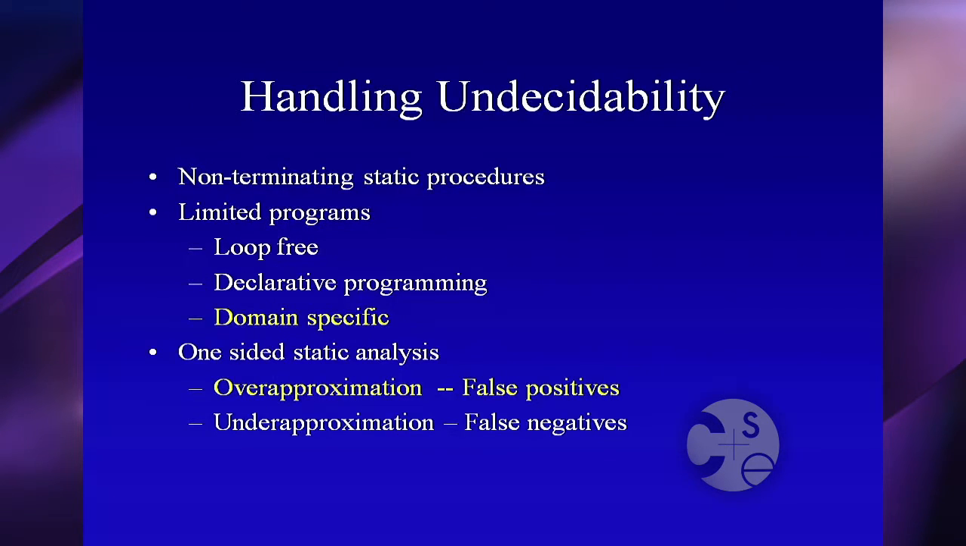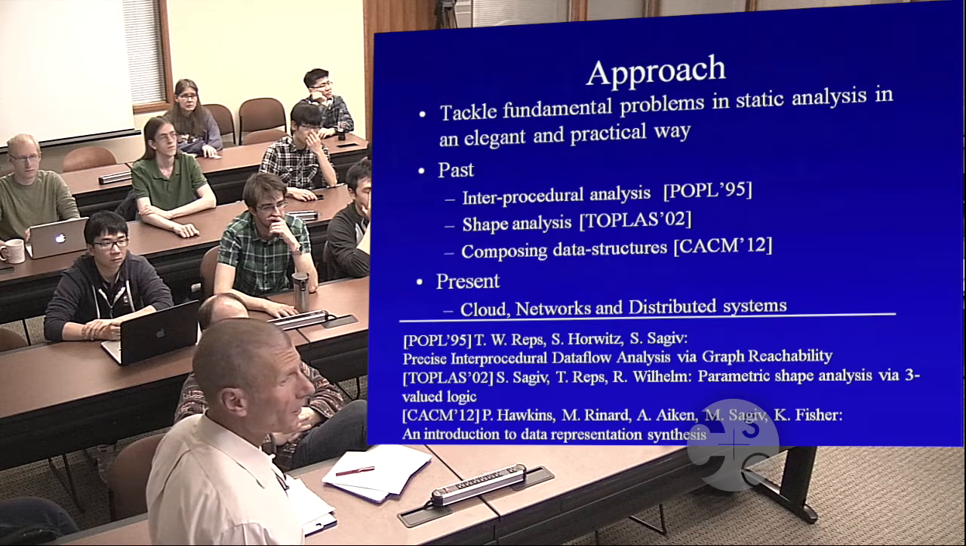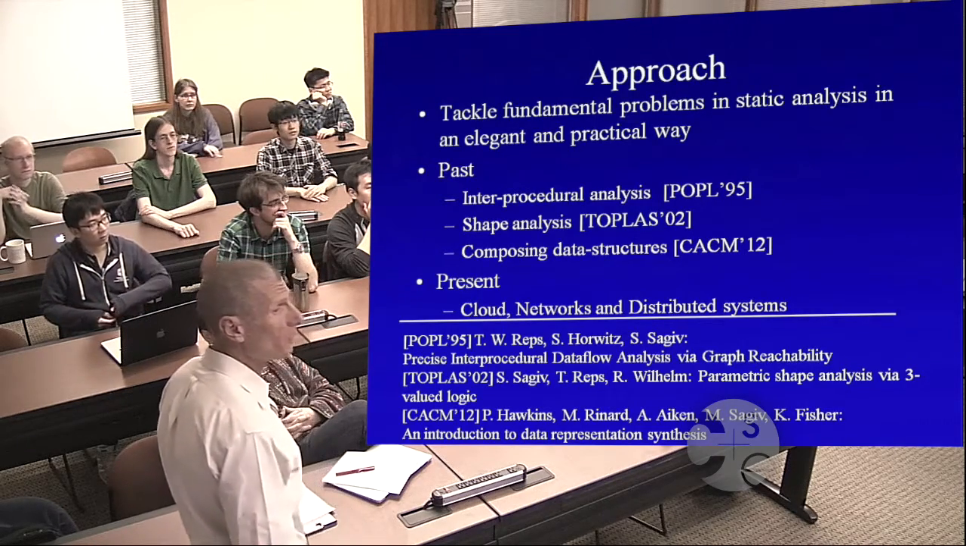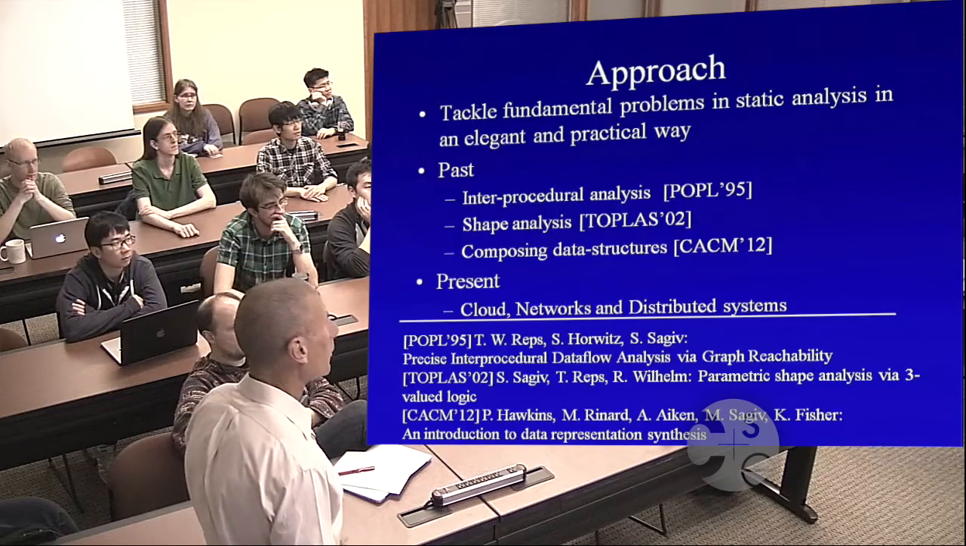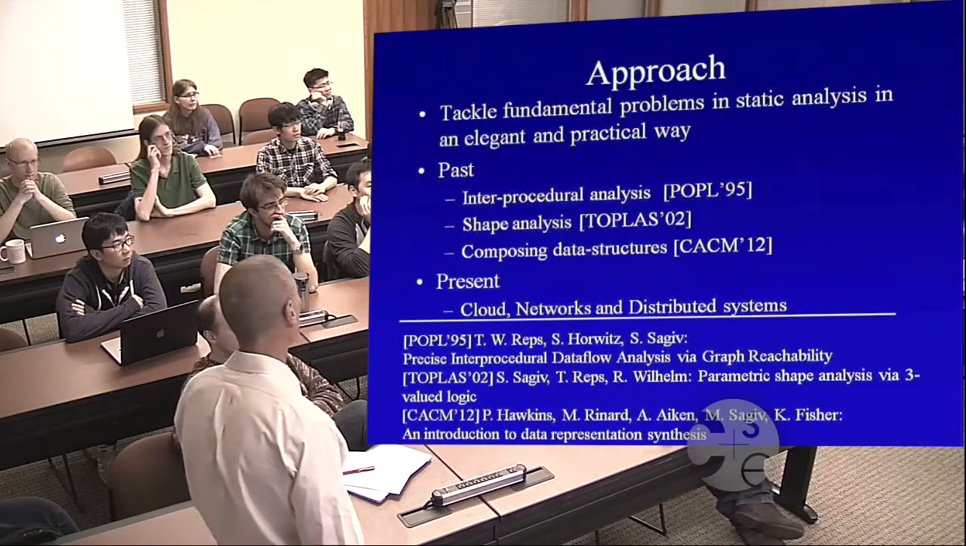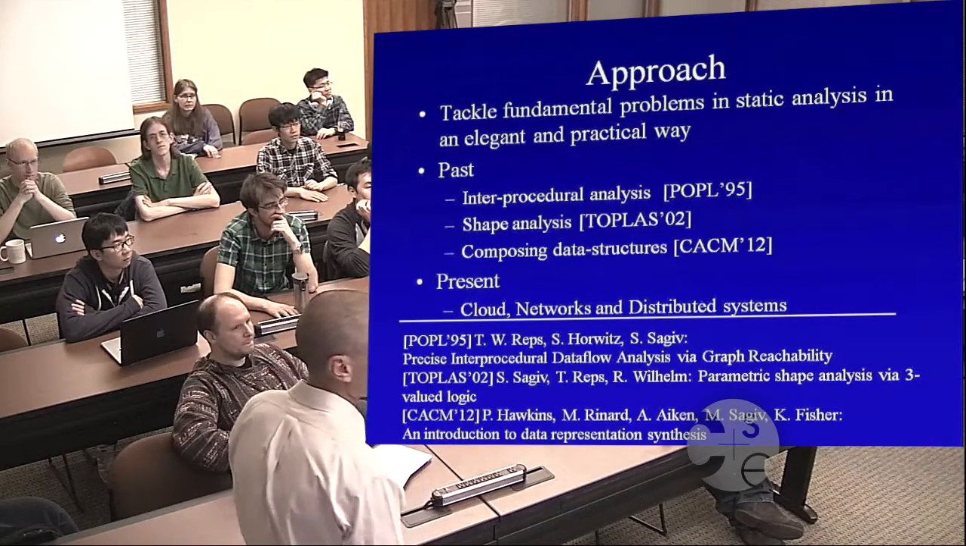So there are ways to handle undecidability, and other people have looked at it, including static analysis that does not terminate, limiting the program somehow, for example to be domain-specific, or doing some kind of abstract interpretation, static analysis to do some over-approximation or under-approximation. All of these are useful methods. And in the past, I tried to do this kind of static analysis as automatically as possible, and as Zach pointed out, I concentrated on interprocedural analysis, shape analysis, and composition of data structures. So this is the work that I did in static analysis.